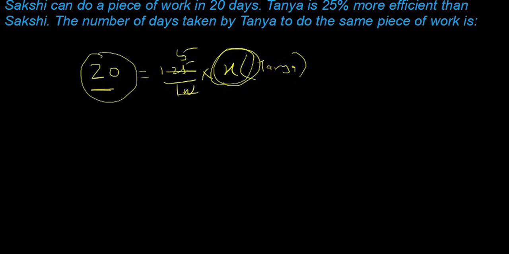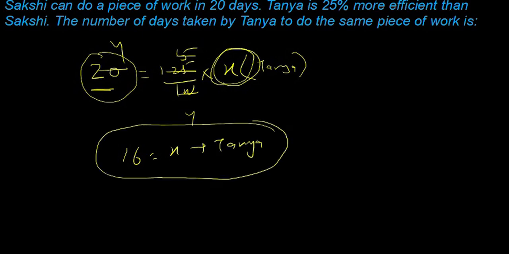5 5s are 25 and 5 4s are 20. So 4 4s are 16. So how many days does Tanya require to complete the work? It is 16 days. The number of days taken by Tanya to do the same piece of work is 16 days. I think this is also an easy question, you can say a question of percentage actually. So 16 days are required by Tanya.